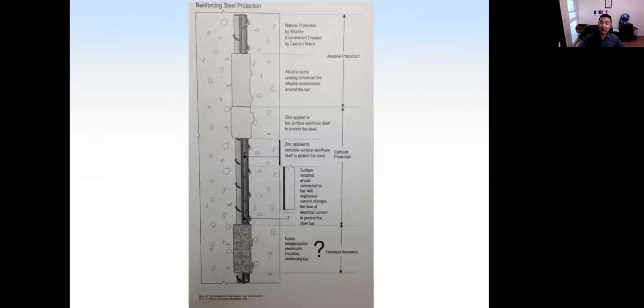And as we can see from here, here shows some of the methods we can use to protect the rebar from corrosion, including alkali protection. We can use alkali slurry coated on the surface. Or we can use cathodic protection by applying a zinc layer, galvanized bar. So the zinc will sacrifice itself and the steel will be protected. And here shows we can use a battery. This is the surface installed anode connected to the bar with impressed current. So that will change the flow direction of electrical current.